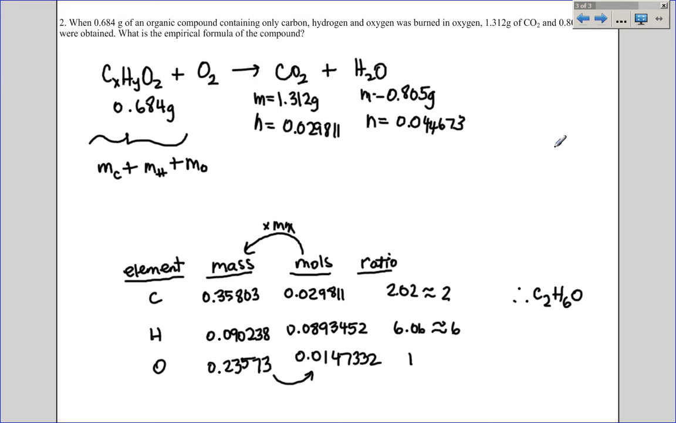Now, it is possible to do similar type experiments with different elements. So you'll see in the extra practice that you're doing that you'll encounter compounds that have nitrogen in them, for example, or ones that have chlorine. And you're going to use the same concept of working with the products to determine the moles of the reactants and thus the elements.